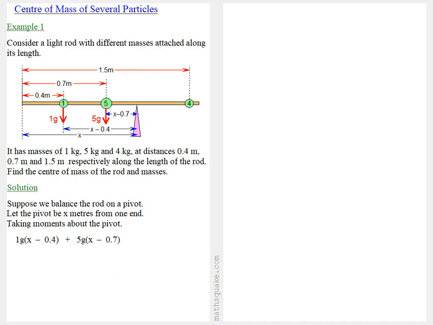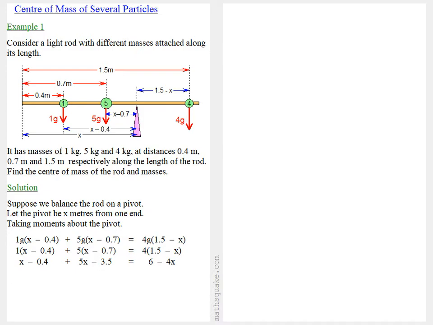Now we have a mass of 4 kilograms, that's 4g, at a distance of 1.5 minus x meters. So that gives us 4g times (1.5 minus x). Now we can divide all the way through by g, and then we can expand the brackets, and that gives us x minus 0.4 plus 5x minus 3.5 equals 6 minus 4x.